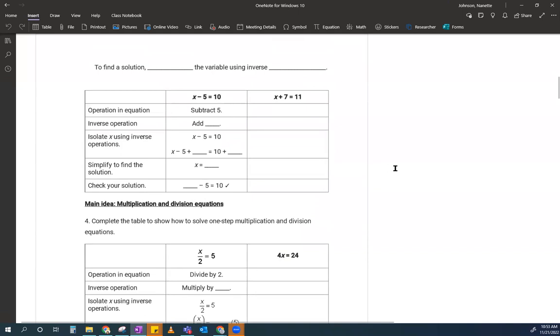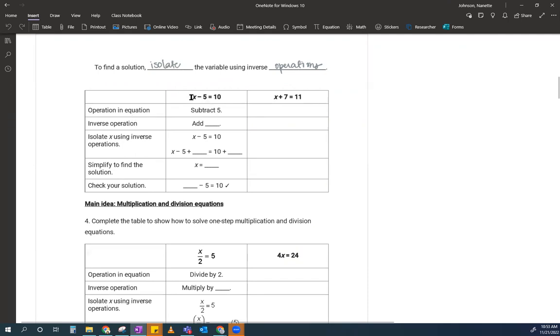To find a solution, you need to what the variable using inverse operations. Well, that second word is going to be operations. And what do you want to do with the variable? Well, you want to isolate it. You want to get it by itself. And that's what isolate means, put it by itself. So operations in an equation.